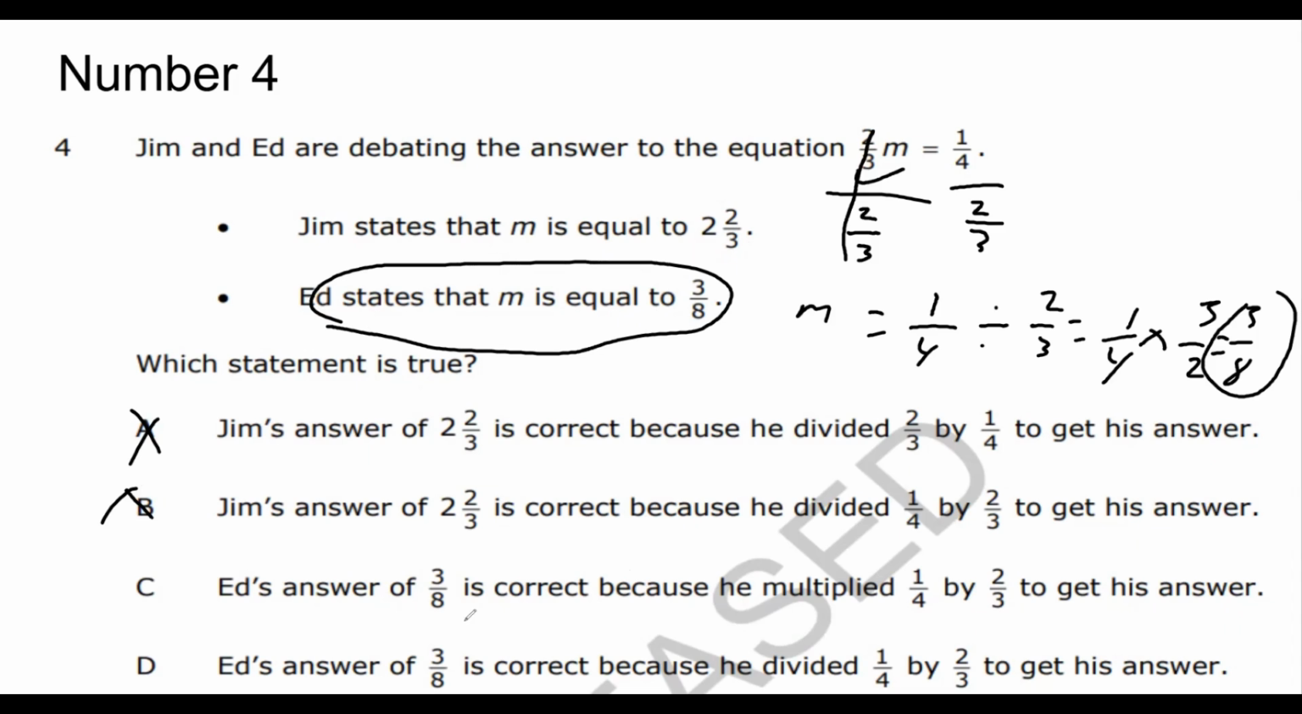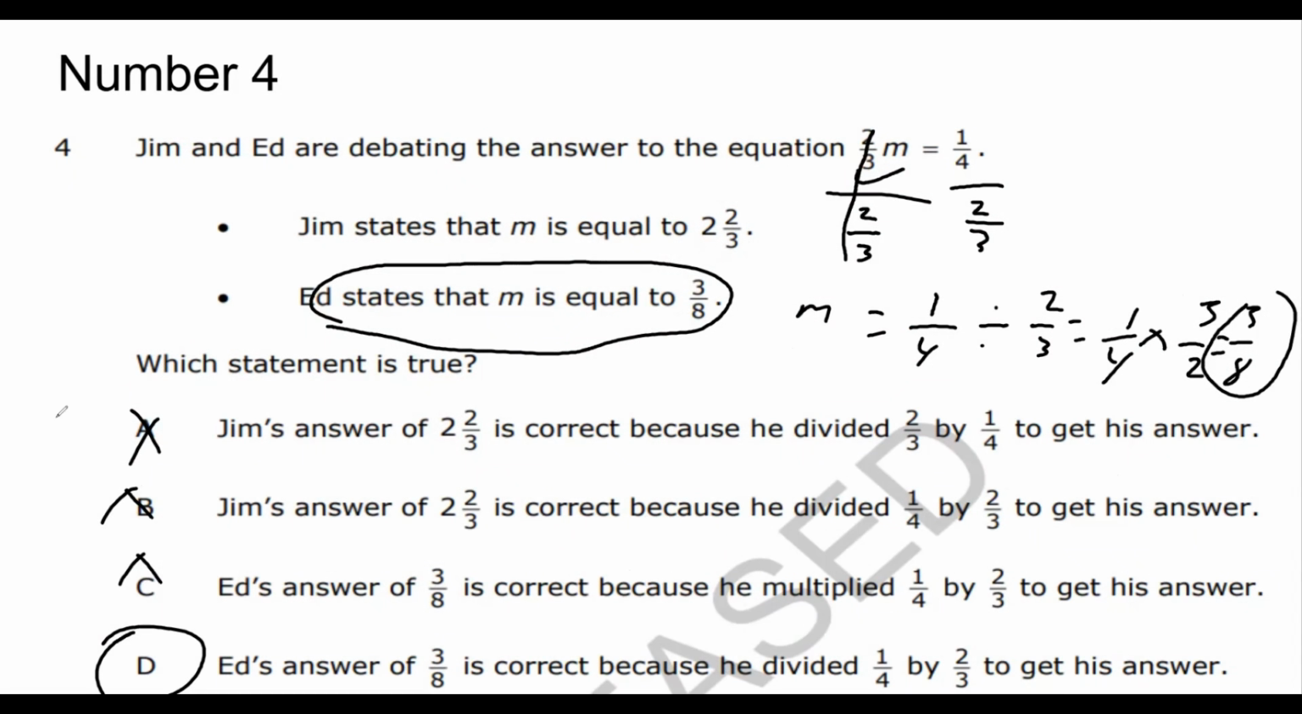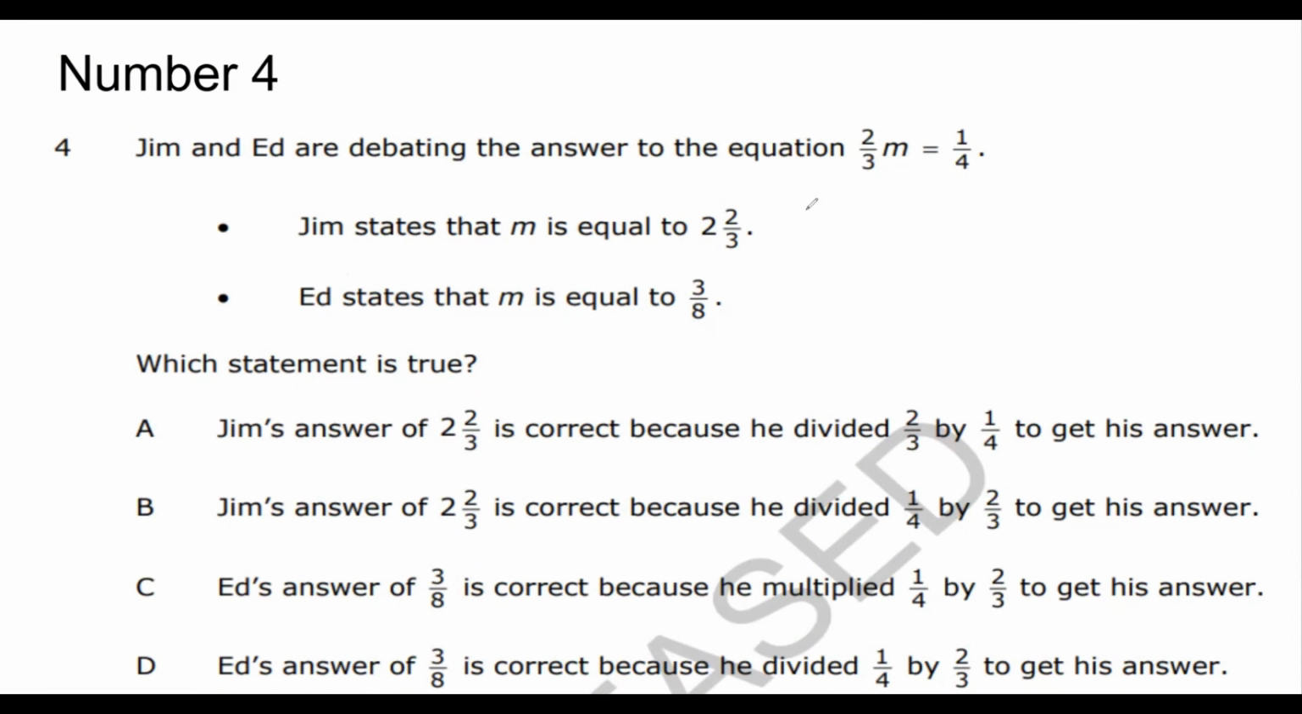Now we've got to look at the answer choice. So at least we've got two out of the way. Ed's answer is 3/8 is correct because he multiplied 1/4 by 2/3. That's not what we did. We divided it, which ended up being multiplied by 3/2. So it can't be C. He divided 1/4 by 2/3, and there you have it. That's D. That's correct.